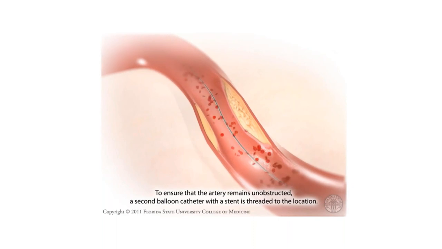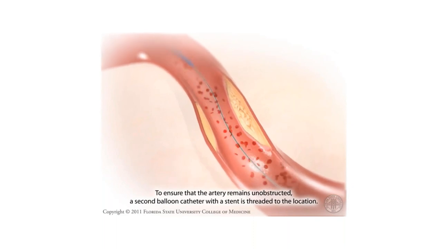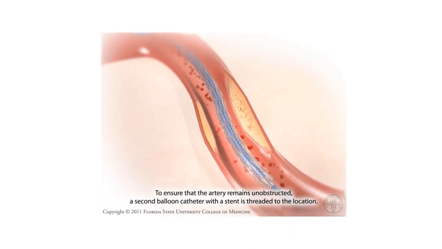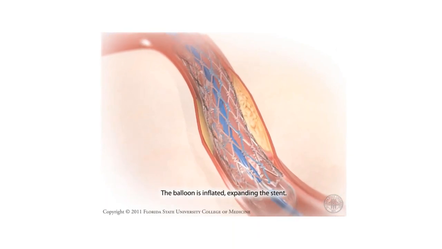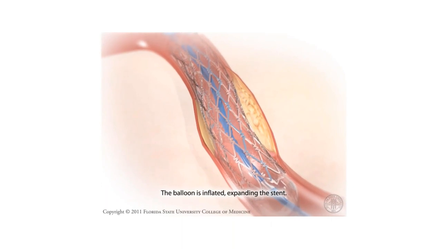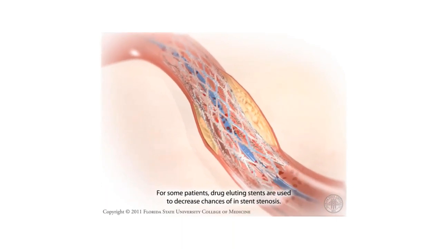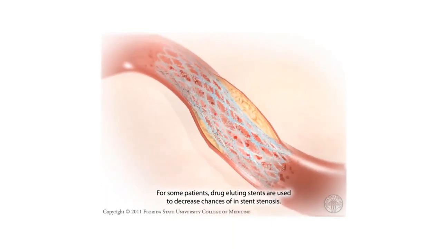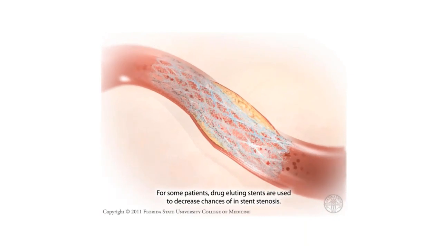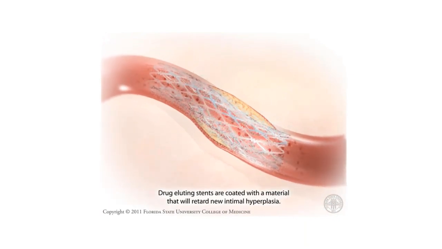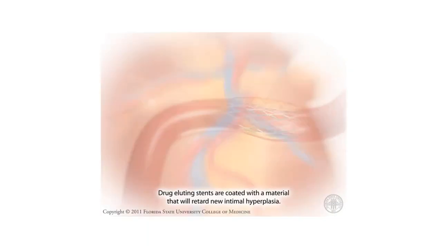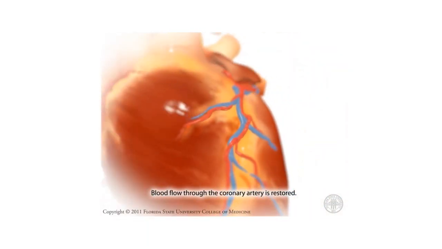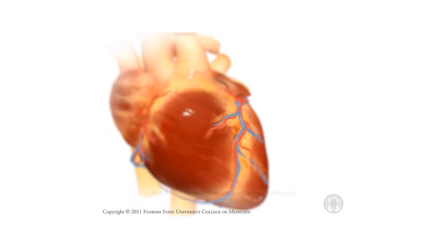To ensure that the artery remains unobstructed, a second balloon catheter with a stent is threaded to the location. The balloon is inflated, expanding the stent. For some patients, drug-eluting stents are used to decrease the chances of in-stent stenosis. Drug-eluting stents are coated with a material that will retard new interval hyperplasia. Blood flow through the coronary artery is restored.